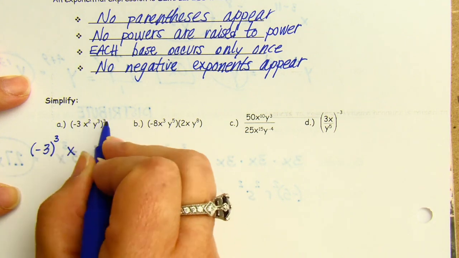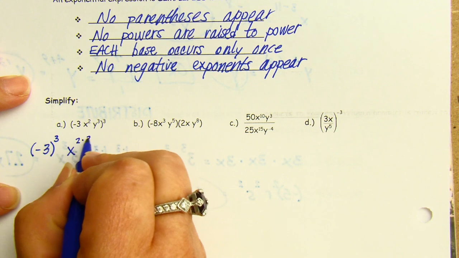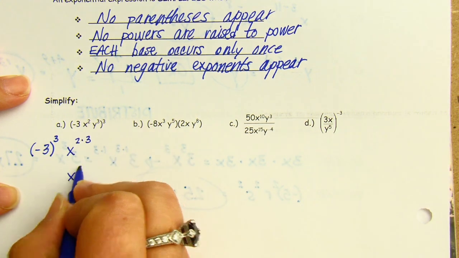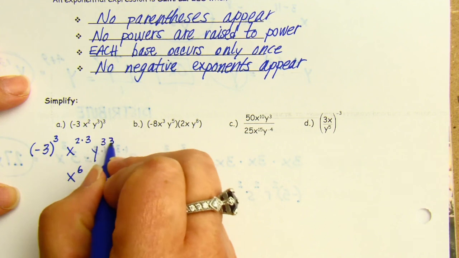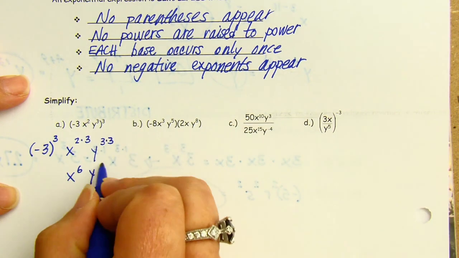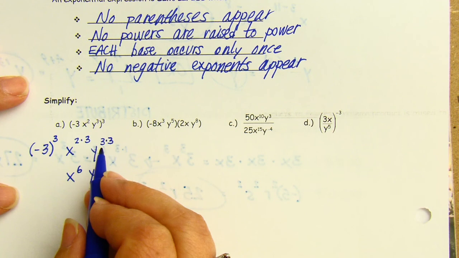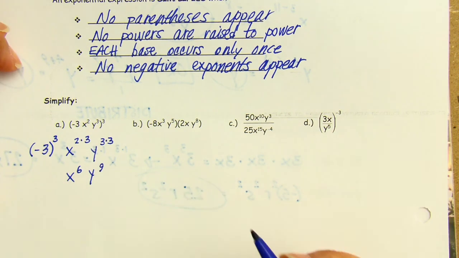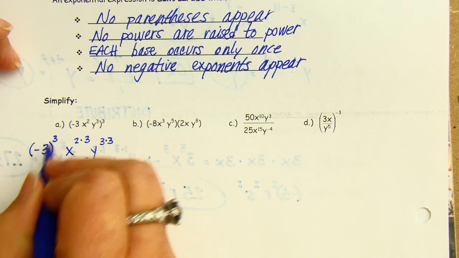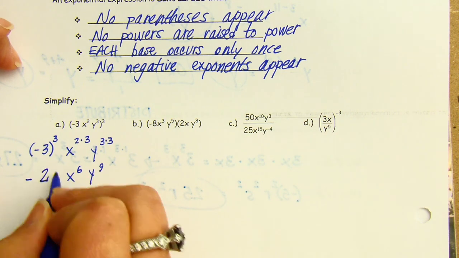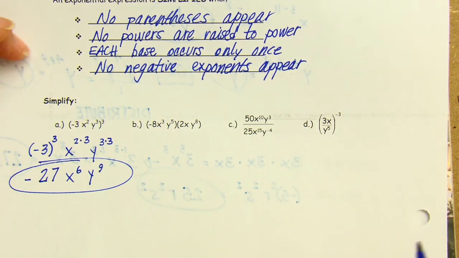Multiply 2 times 3 is 6. Y to the 3 times 3 is y to the 9th. Be careful that you are multiplying and not adding, okay? And then, of course, if I take a negative and raise it to the third power, it stays negative, and 3 cubed is 27. So that is how I simplify that problem.